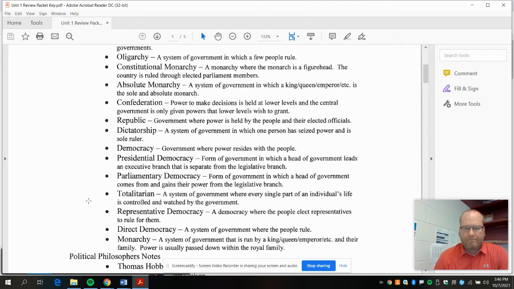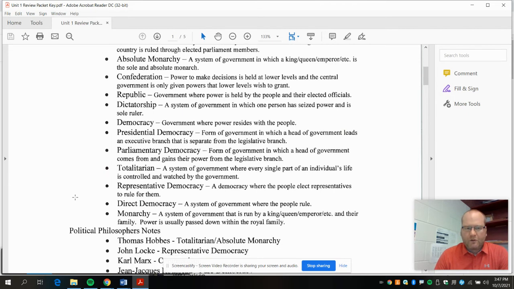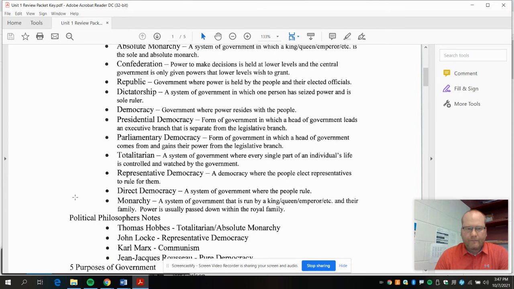We've got totalitarian, a system of government where every single part of an individual's life is controlled and watched by the government. Next, we have a representative democracy, a democracy where the people elect representatives to rule for them. So again, we've got that here in the United States, right? We elect officials to go do our governing for us. Then there's direct democracy, a system of government where the people rule. And lastly, there's monarchy, a system of government that is run by a king, queen, emperor, etc., and their family. Powers usually passed down within the royal family.